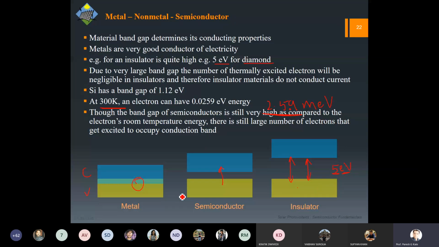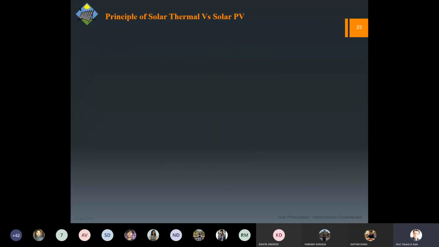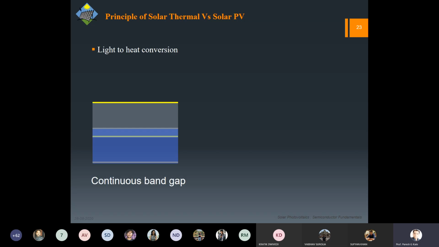Now, in the first topic, I told you that there is a difference between solar thermal and solar PV. Although both of them have the same fuel, that is the solar energy, they are absolutely different as far as the operation is concerned. Which material will solar thermal use out of these three? I've shown it's a continuous band gap, so it is a metal. They use copper tubes.